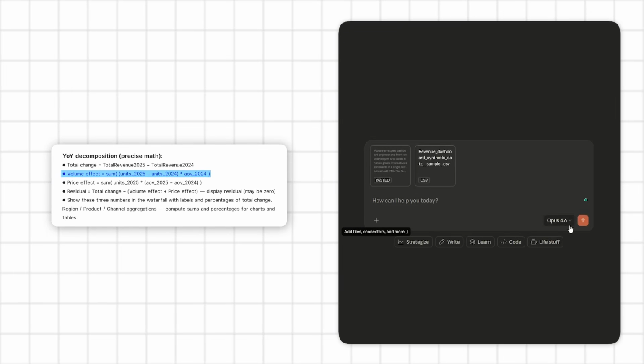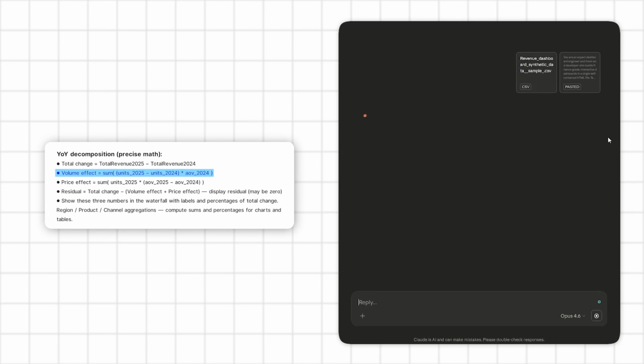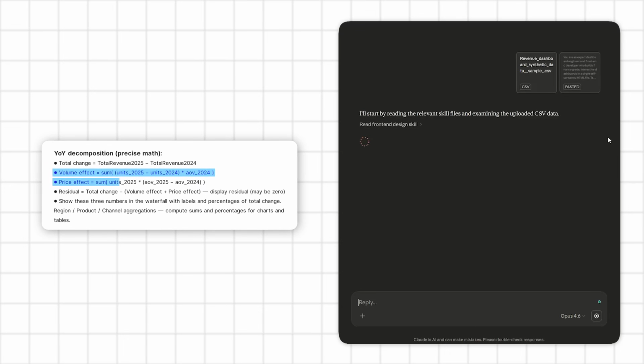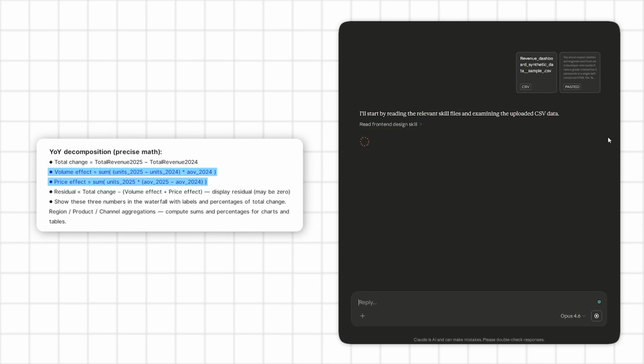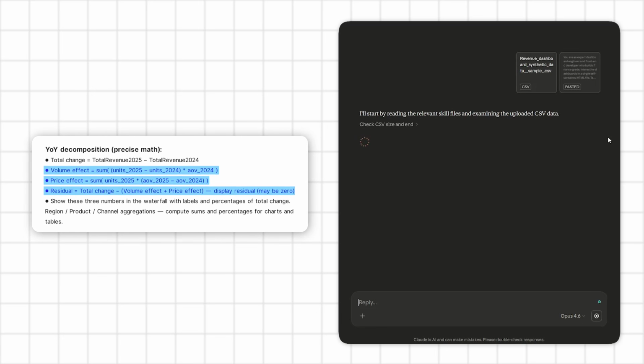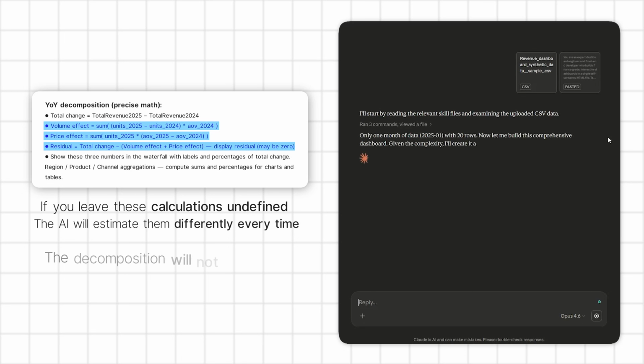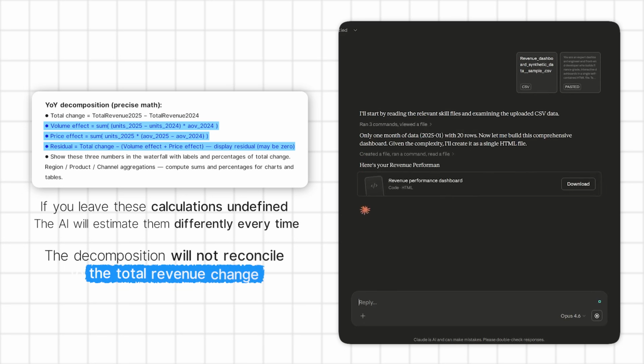Volume effect equals the sum of the difference in units multiplied by last year's average order value. Price effect equals the sum of this year's units multiplied by the change in average order value. There's also a residual term for cross effects. If you leave these calculations undefined, the AI will estimate them differently every time, and the decomposition will not reconcile to the total revenue change.